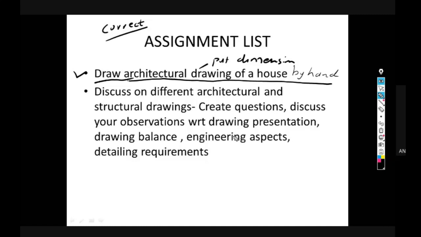Then discuss different architectural and structural drawings, create questions, and discuss your observations with respect to drawing presentation. Whatever I have told you, please embed those concepts into your drawing. Okay, are you getting this? This is your assignment.